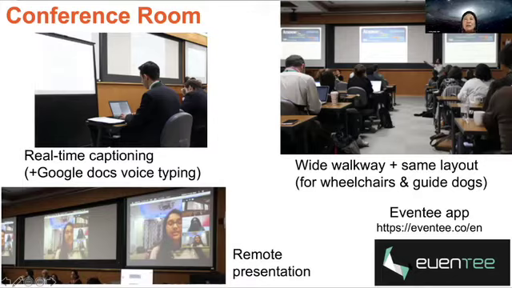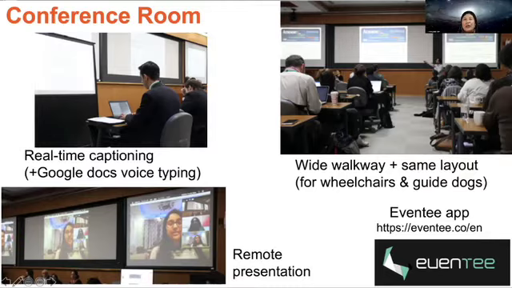Some participants could not travel for mobility or financial reasons. Even before the COVID-19 pandemic, we accepted remote presentations. To make the venue accessible for people in a wheelchair and guide dogs, we kept the wide walkway and did not change the layout for all 4 days.